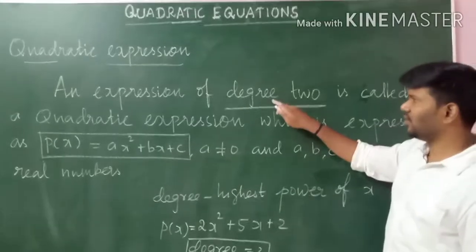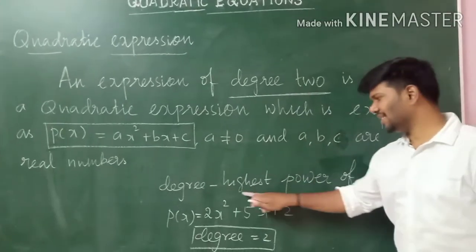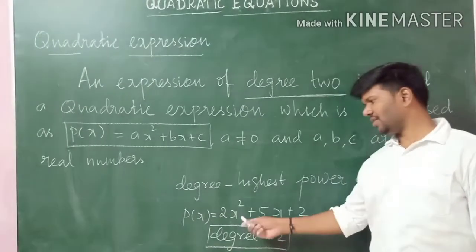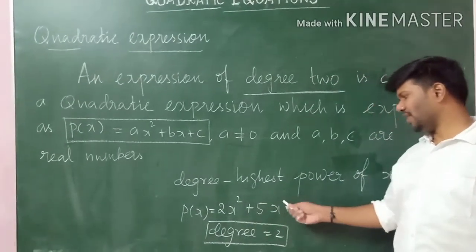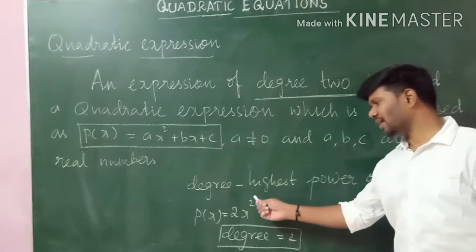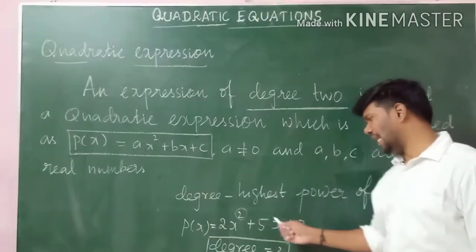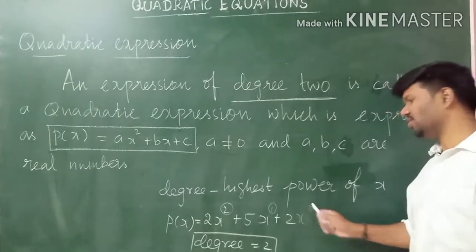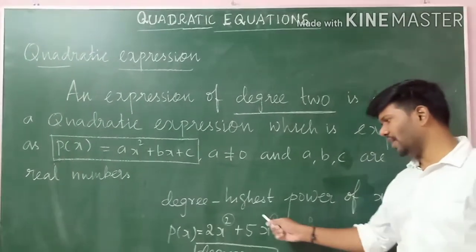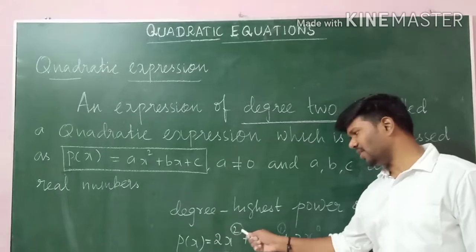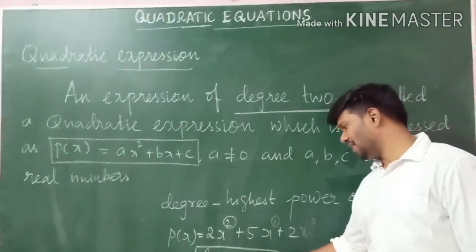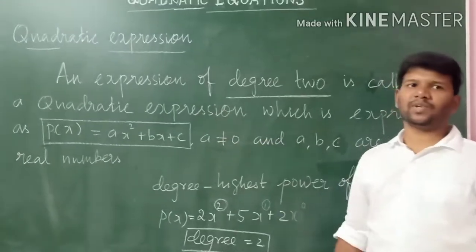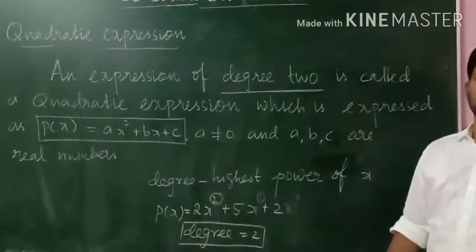So what is degree 2? Degree means what? The highest power of x. Now you see the polynomial p of x is equal to 2x square plus 5x plus 2. Here the power of x is 2, here the power of x is 1, and actually here the power of x is 0. So 0, 1, 2, which is the highest power? 2. So degree is 2. If degree is 2, then it is called a quadratic expression or quadratic polynomial.